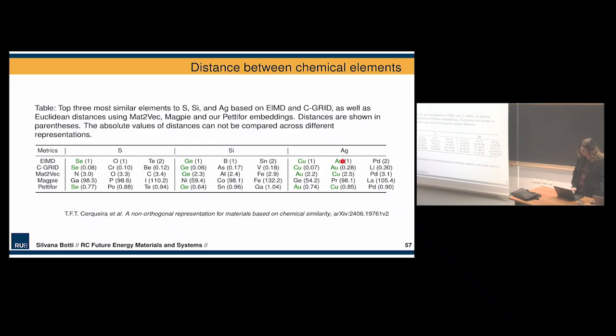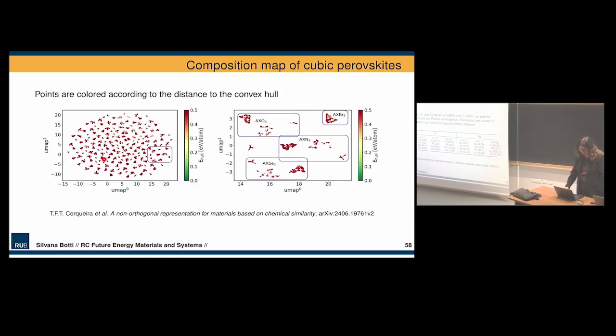And here for silver, for example, you see copper, gold, so we would expect that. Why, for example, is germanium weird, to have it here? But okay, this is what comes out. In this way, we can try to understand a little bit better the similarities of different chemical elements.